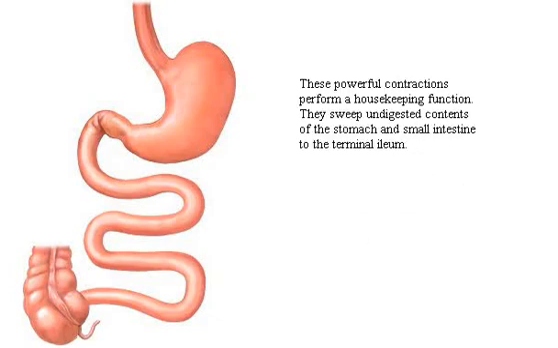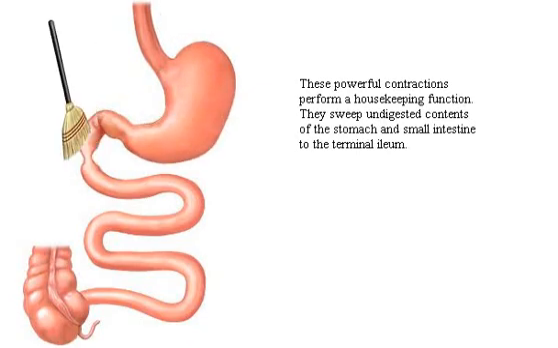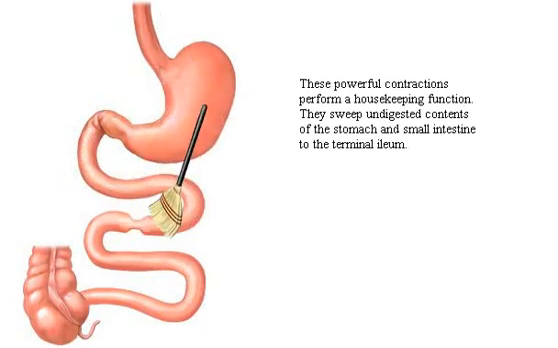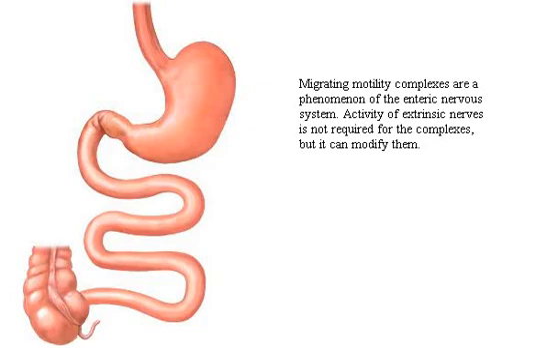These powerful contractions perform a housekeeping function. They sweep undigested contents of the stomach and small intestine to the terminal ileum. Migrating motility complexes are a phenomenon of the enteric nervous system. Activity of extrinsic nerves is not required for the complexes, but it can modify them. Click the intestines for a summary.